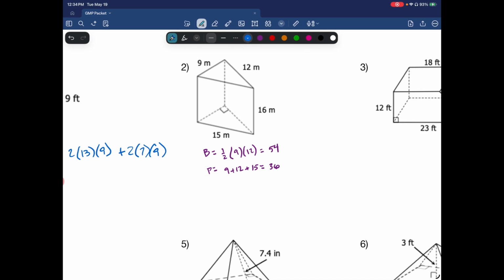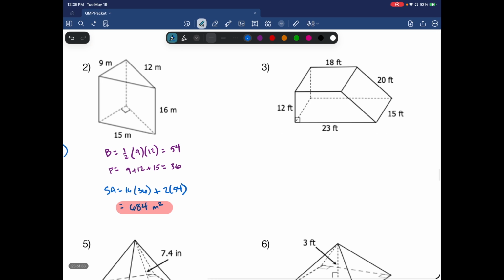Now, once you have those, you can move to the surface area. The surface area formula for this is your height times your perimeter. So 16 is your height, and height is actually like the depth of the figure, how far apart the two triangles are. So 16 times your perimeter, 36, plus 2 times your base area, so 2 times 54. That's going to give you 684 millimeters squared.